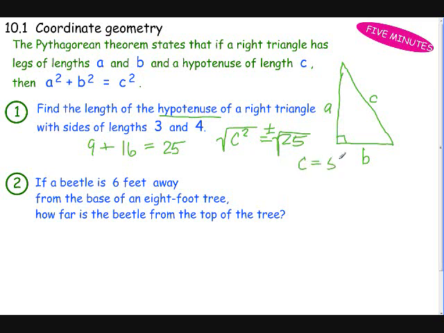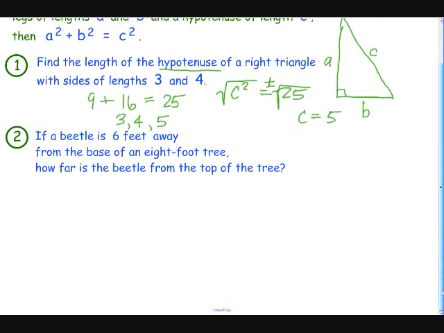Now, this is maybe the most familiar Pythagorean triplet, the 3, 4, 5 triangle. It can save you time if you are familiar with that. You'll see it coming up again and again.